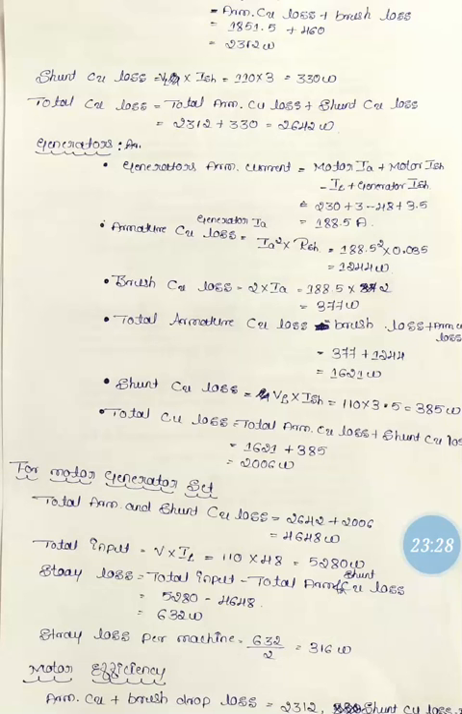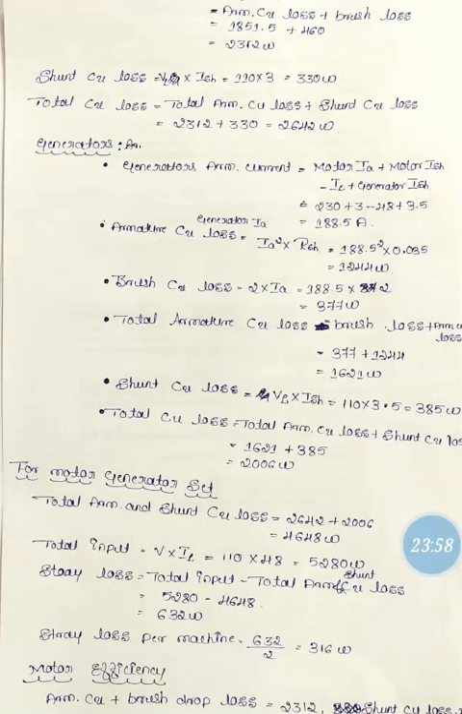Then the shunt copper loss is calculated as the product of the line voltage and the shunt field winding current. The line voltage is 110 volt and the shunt field winding current is 3.5 ampere. Then we get the shunt field winding copper loss as 385 watt. Then the total copper loss is the total armature copper loss and the shunt field winding copper loss calculated in the above equations. Then we get the total copper loss as 2006 watt.